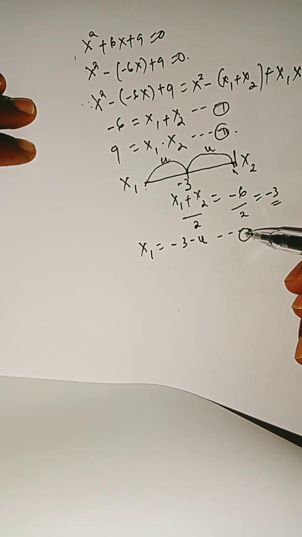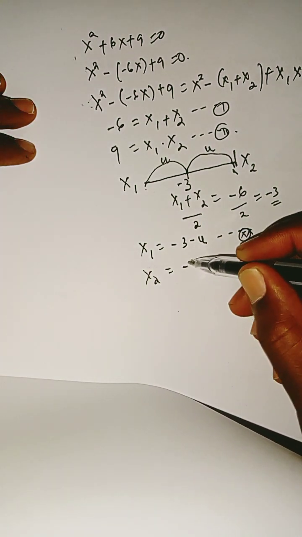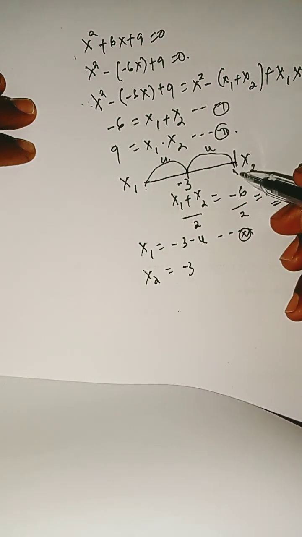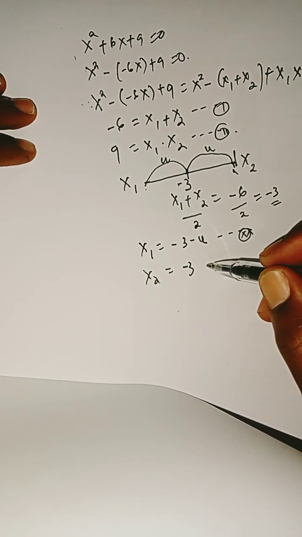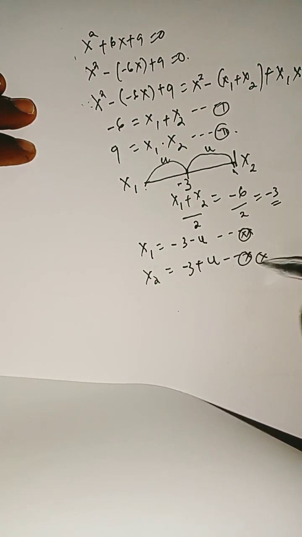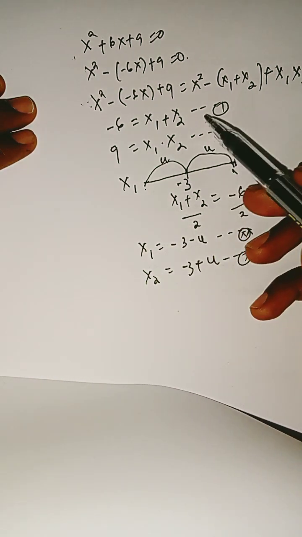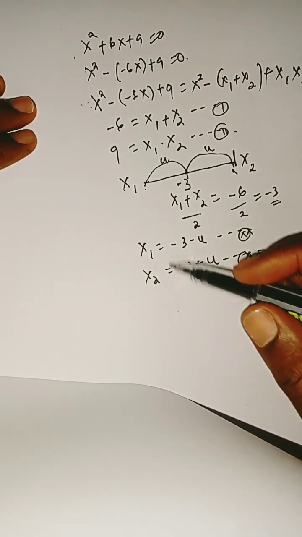Then we have x sub 2 is the same as minus 3, so we add u to get all the way to x sub 2. This is star number 2. We now have to take the multiplication of these two, just like we highlighted here, and we equate it to 9.